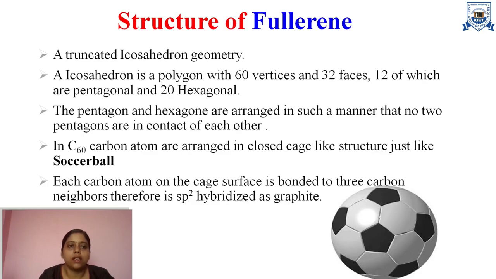Structure of fullerene: a truncated icosahedron geometry. It is a polyhedron with 60 vertices and 32 faces, 12 of which are pentagons and 20 hexagons. We can see from the structure there is a pentagon which is surrounded by hexagons. The beauty of the structure is that no two pentagons are in contact with each other. Every pentagon is surrounded by hexagons. In C60, carbon atoms are arranged in a closed cage-like structure, like a soccer ball. Each carbon atom on the cage surface is bonded to three carbon neighbors, and is therefore sp2 hybridized as in graphite.